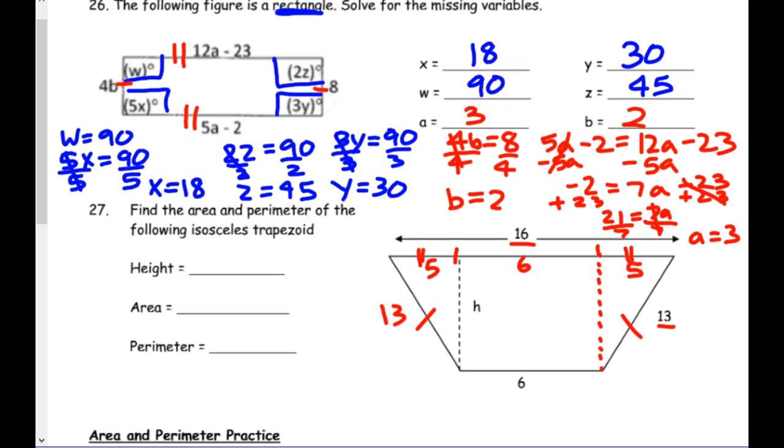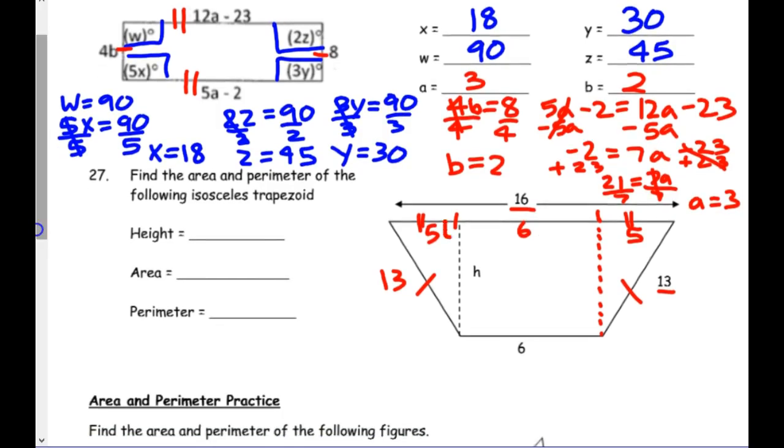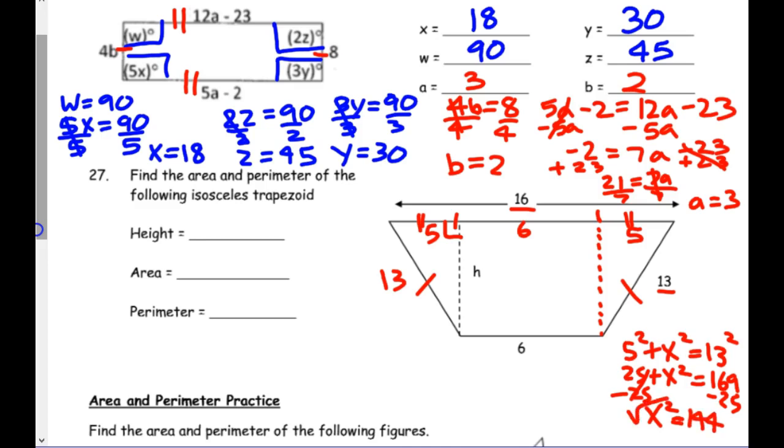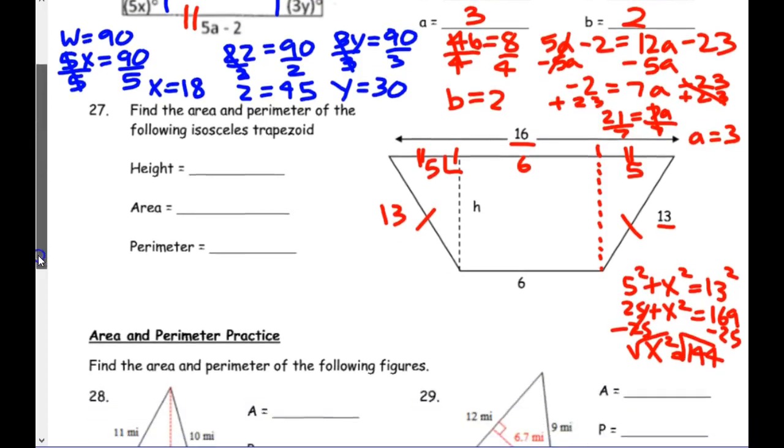And you can do the Pythagorean Theorem to find the missing leg here. You could do 5 squared plus x squared equals 13 squared. I'm doing this real quick because we've technically done this before. The square root of 144, hopefully you know that by now, but x equals 12, okay, so this height is 12, using the Pythagorean Theorem.